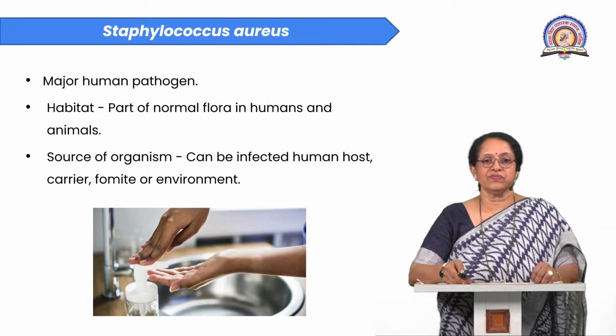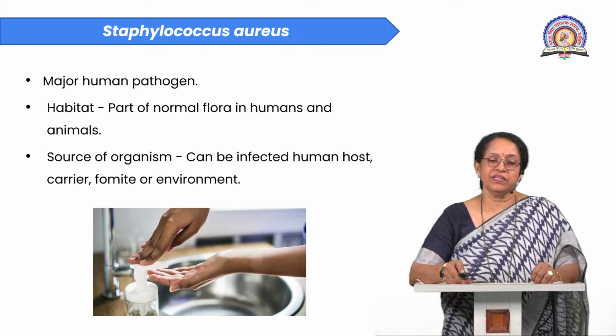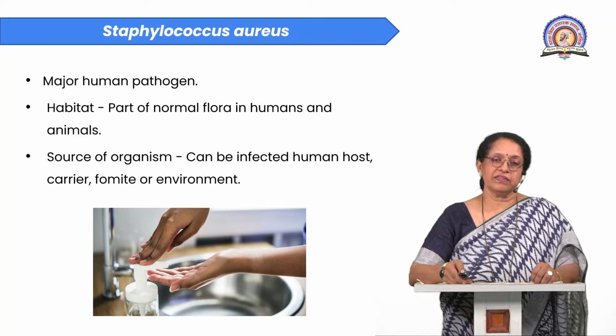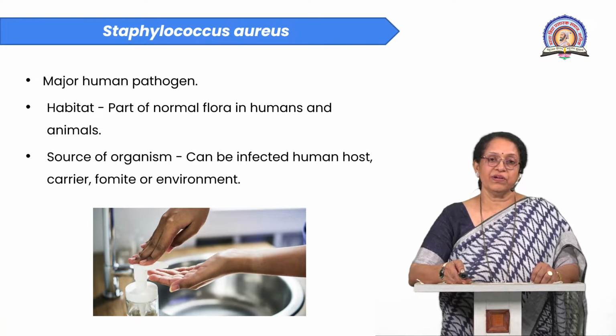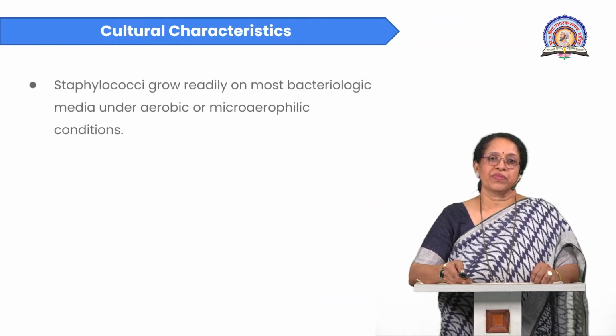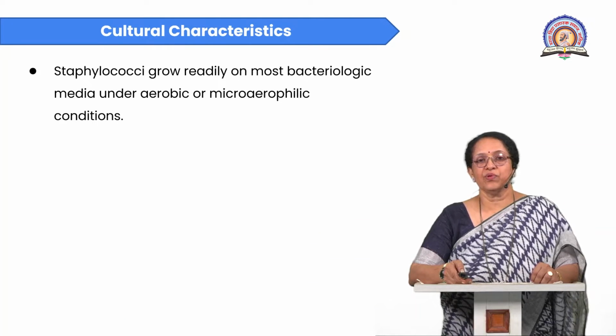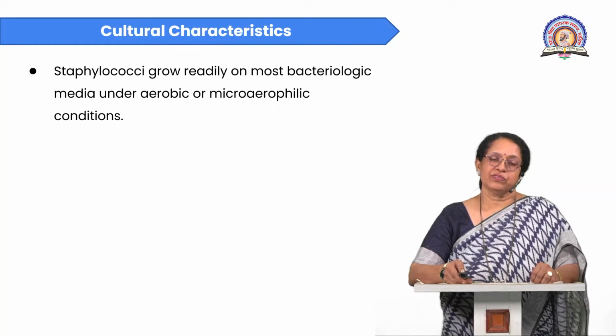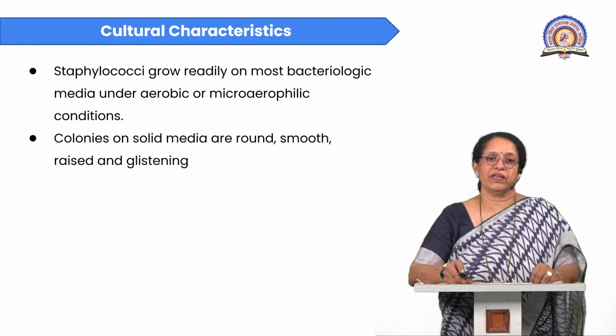You can see in this figure that they are present continuously in the nostrils, that is, in the nares, and on the skin. Repeated washing is required to remove the microorganism from our palms. This organism grows readily on most bacteriological media, in aerobic as well as microaerobic environments.